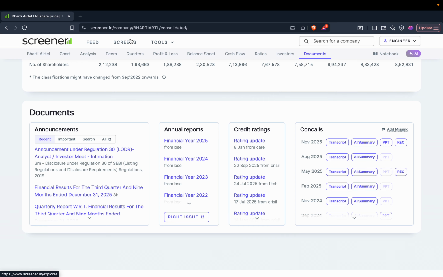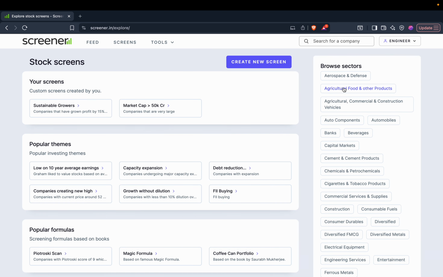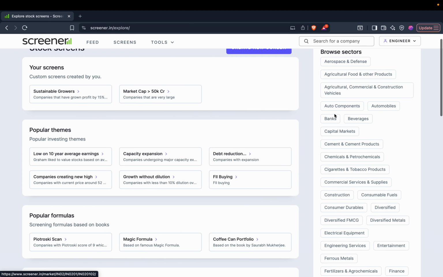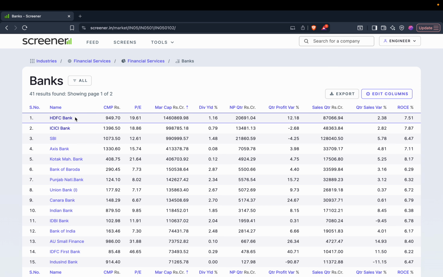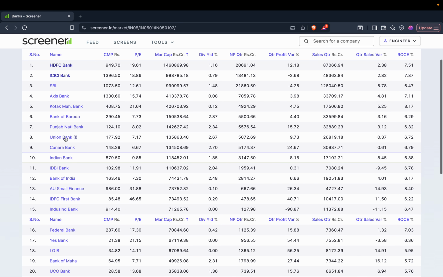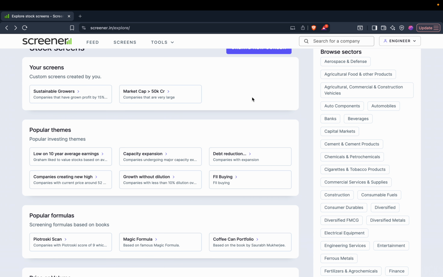And yeah, one more important thing, you can just surf through any sector here. So if I want to see companies in aerospace and defense, let's look at banks. So there's HDFC Bank, ICICI Bank, SBI, all of that under one place. So you can basically compare these companies in one place, whatever sector you want to.